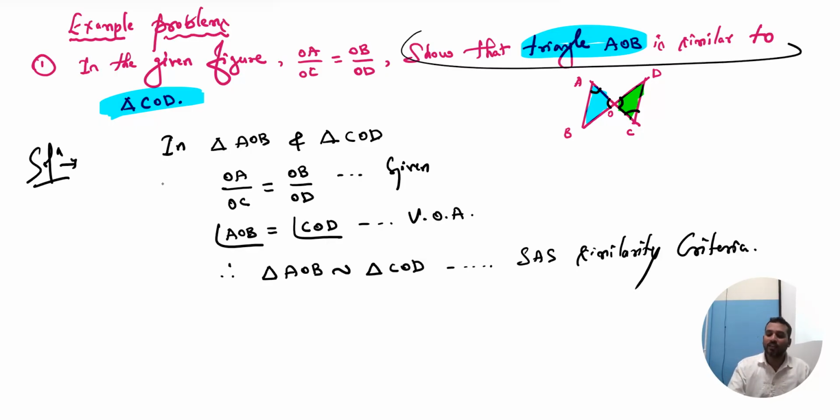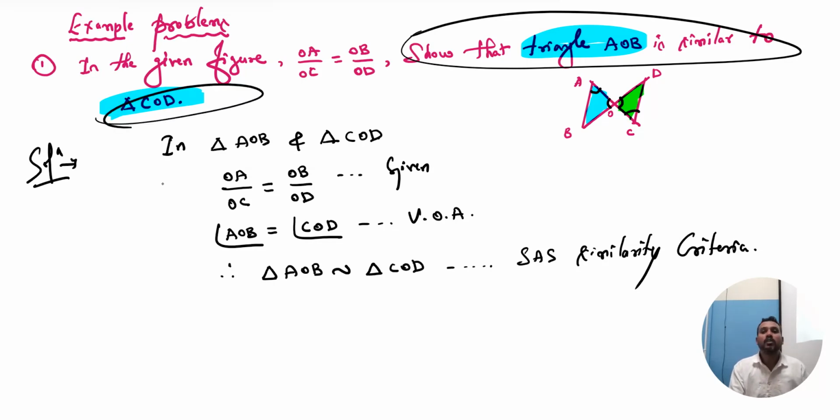This is what they are actually asking us to prove. What did they ask us to prove? Show that triangle AOB is similar to triangle COD. Hence proved. We have proved that triangle AOB is similar to triangle COD. Any doubts? Good. Let me continue with the next problem.